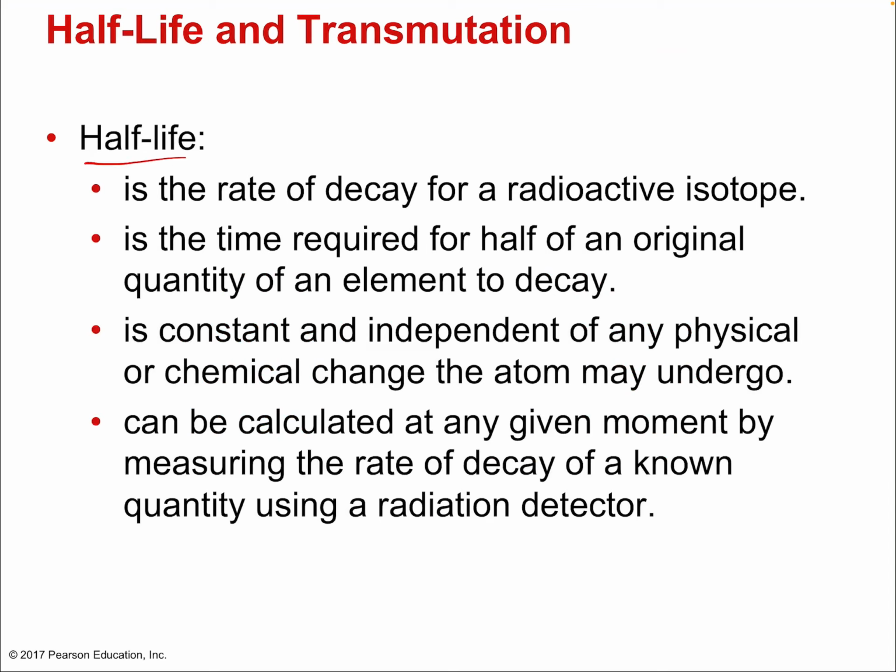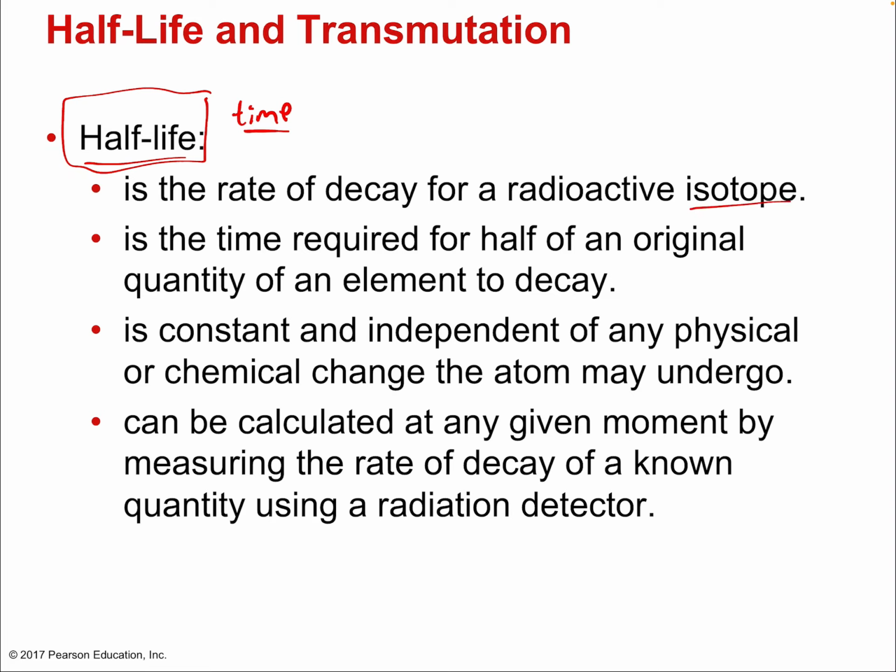So imagine you start with 100 atoms, all that are unstable. Well, after a certain amount of time, you only have 50 left because the other 50 have torn themselves apart, becoming a different element. They've decayed into a different element. The time it takes for half the original population to be left, well, that's what we mean by half-life. It's a measure of time, okay? It is the rate of decay for a radioactive isotope.